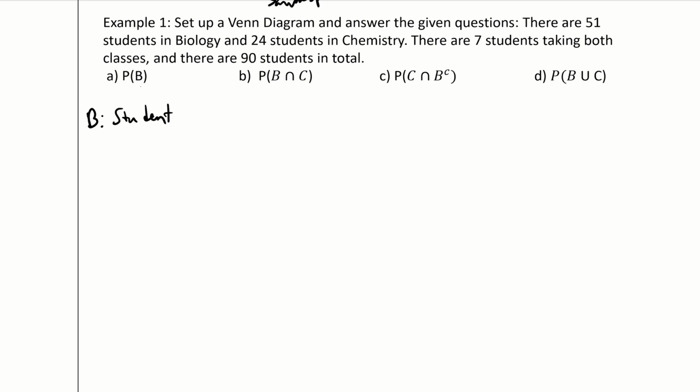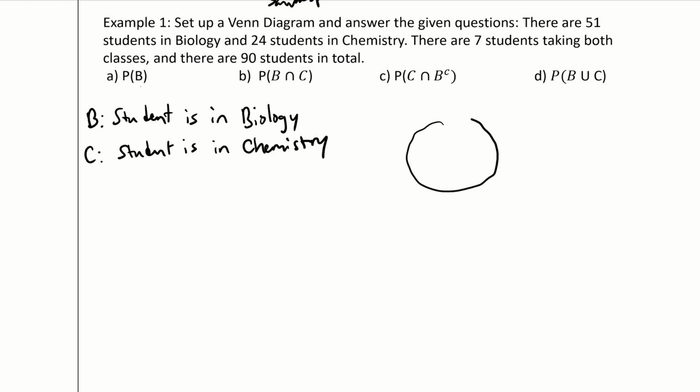Event B, student is in biology. And event C, student is in chemistry. So in this case, okay, let's go and set that up then. We have our B and our C. Are these mutually exclusive events?